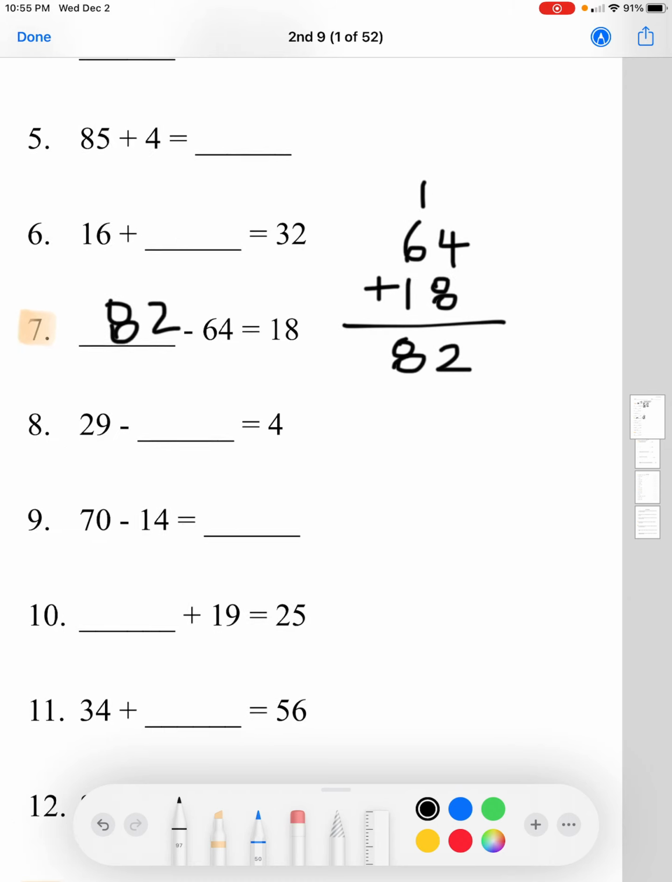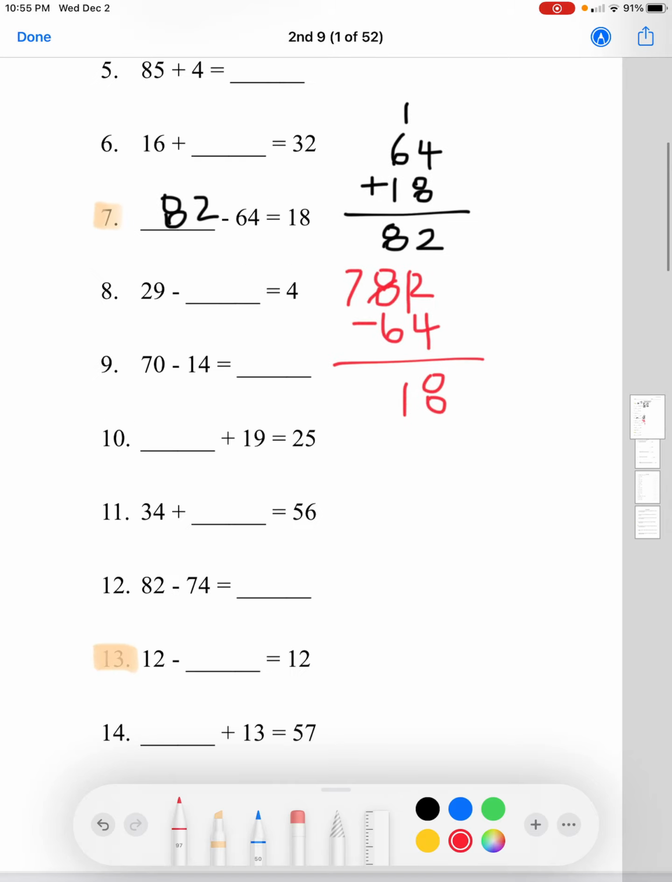Let's go back into the original problem, 82 minus 64, and see if we get 18. Okay, since we can't do 2 minus 4, we're going to have to regroup this 10, make it a 7, and bring the 10 over to the ones place. So now we have 12 minus 4, which equals 8. 7 minus 6 equals 1, so we do have 18. So it's correct.